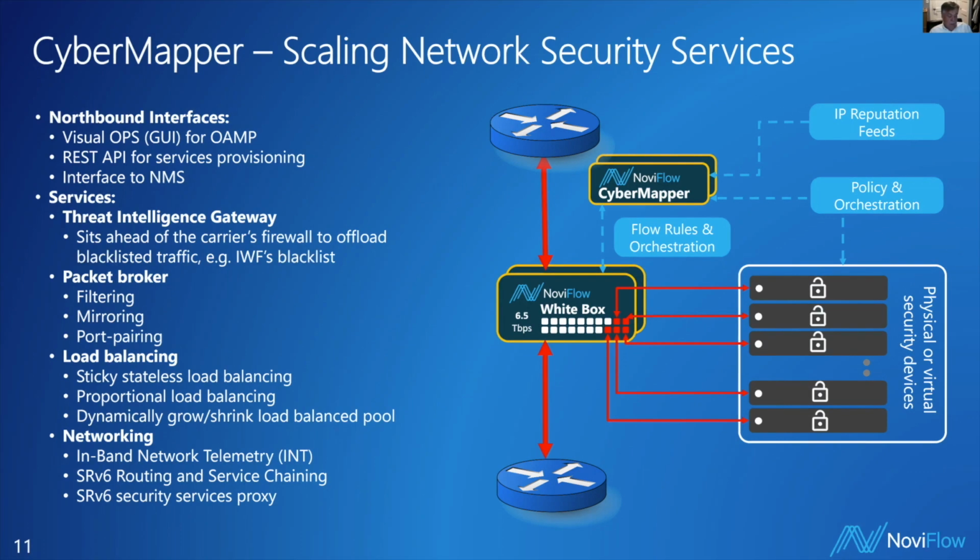CyberMapper is a NoviFlow solution that provides a number of network services that operators need in their network. It consists of the CyberMapper application and controller that leverages the capabilities of the NoviWare NOS running on Barefoot Tofino white box switches. The Threat Intelligence Gateway service is a way for operators to block certain traffic from getting onto their network. CyberMapper will execute any deny list directly in the Tofino silicon and do so much more efficiently than on an x86. An example of a deny list is the deny list published by the Internet Watch Foundation.